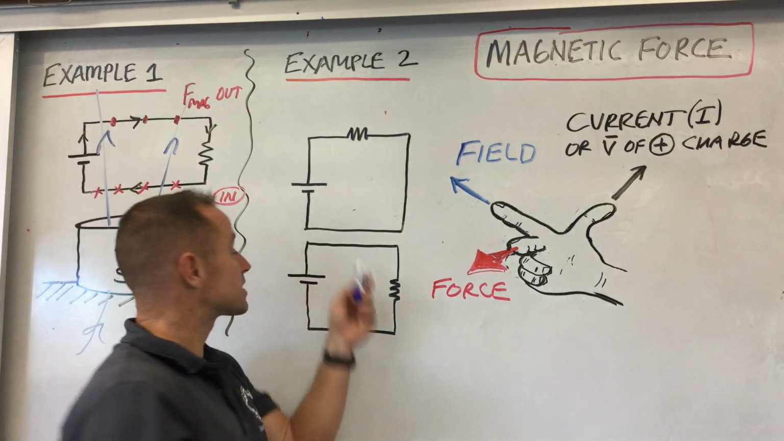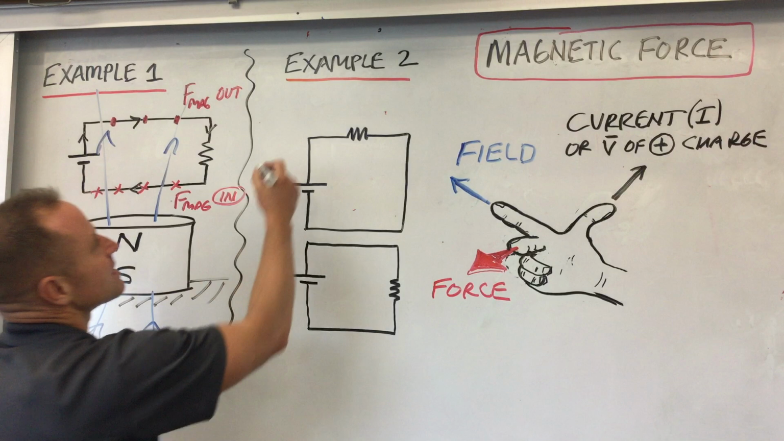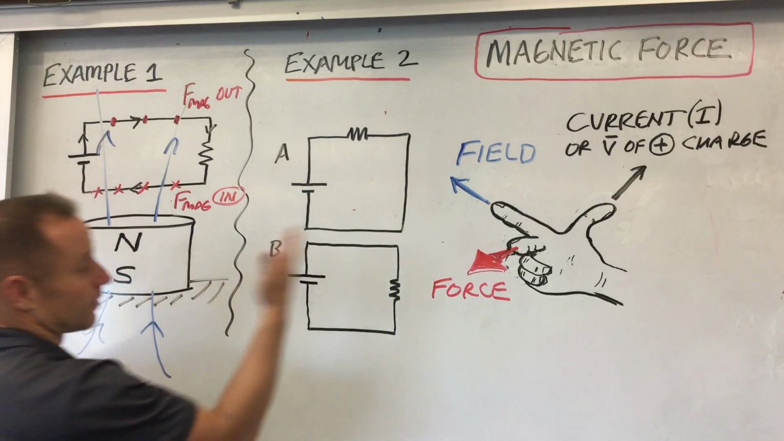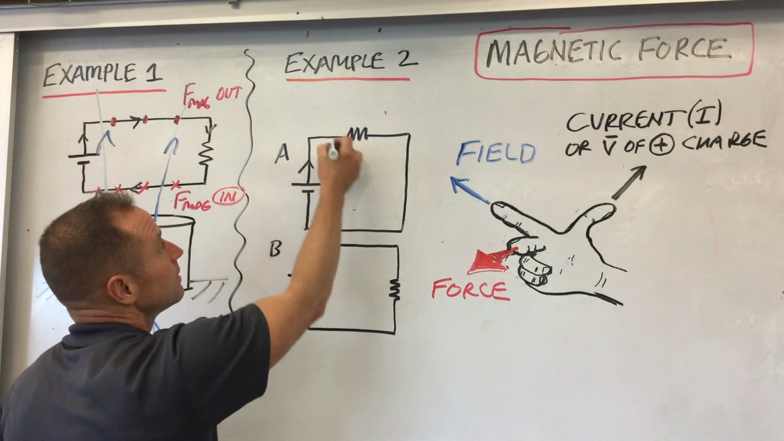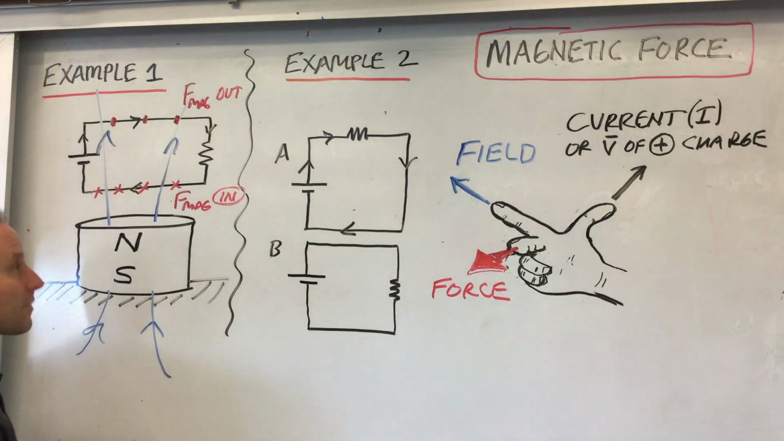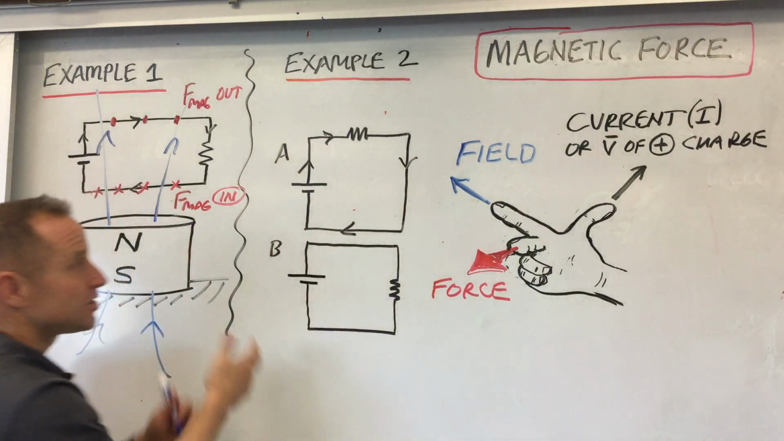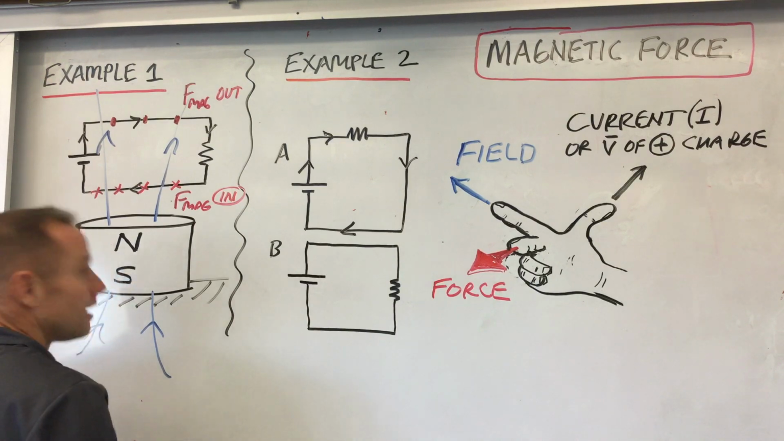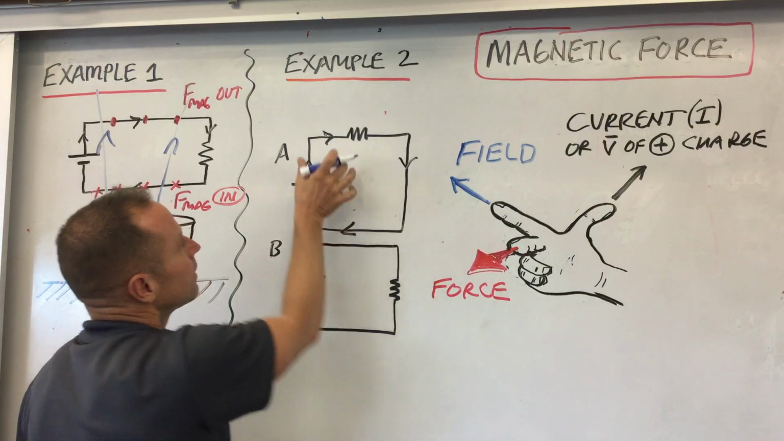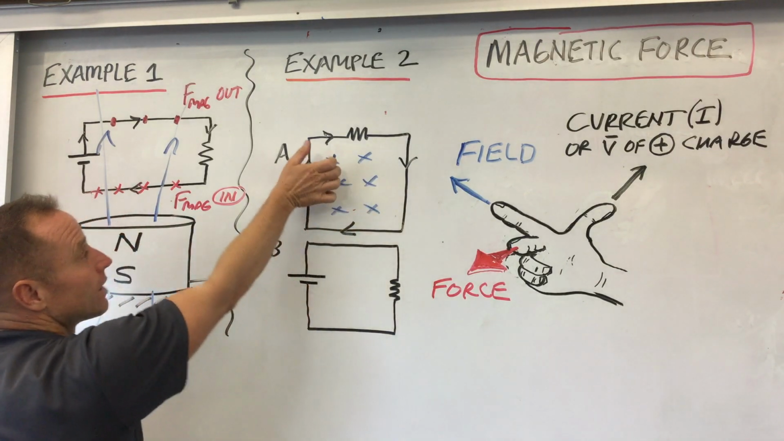Another context in which this comes up is when you have two circuits that are just operating nearby each other. So let's say we've got circuit A and circuit B. Circuit A, for example, is running a current this way. Now we learned earlier that when you run current through a loop of wire like this, that generates magnetic field in the space around it. And so within the interior of this loop, you would have magnetic field going into the page.